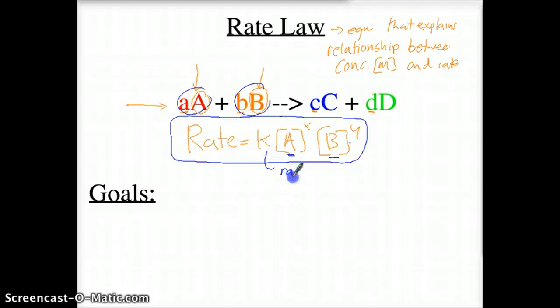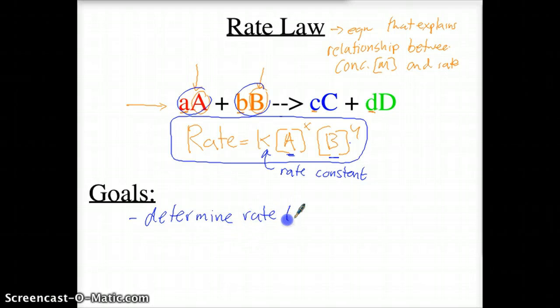K is the rate constant. It's a number that is unique to any given reaction. It doesn't change. It's a constant. But it does change for whatever reaction you're applying and working on. So what are our goals? Our goals are to determine the rate law today. We want to be given a set of data and determine the overall rate law. In order to do that, we're going to need to figure out what the rate constant is for a set of data. So we want to make sure we can do these two things at the end of today.